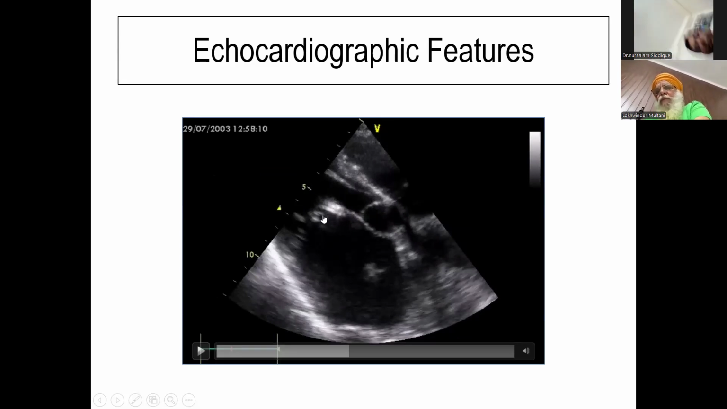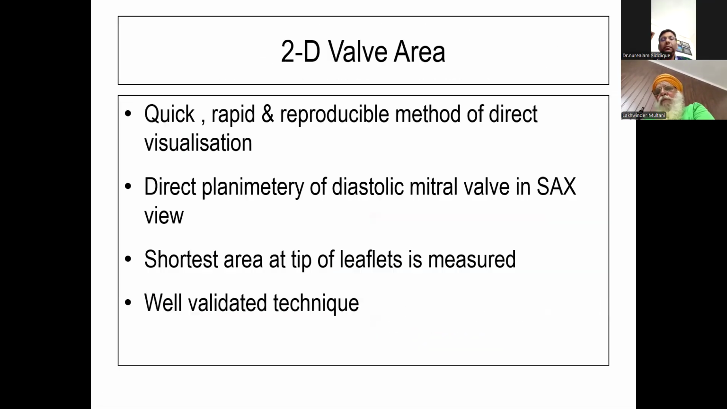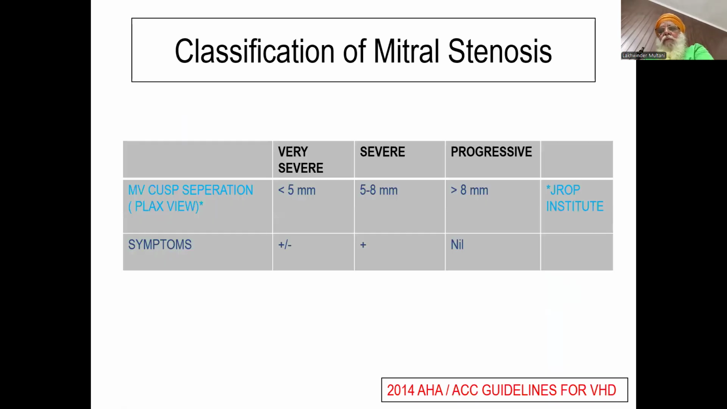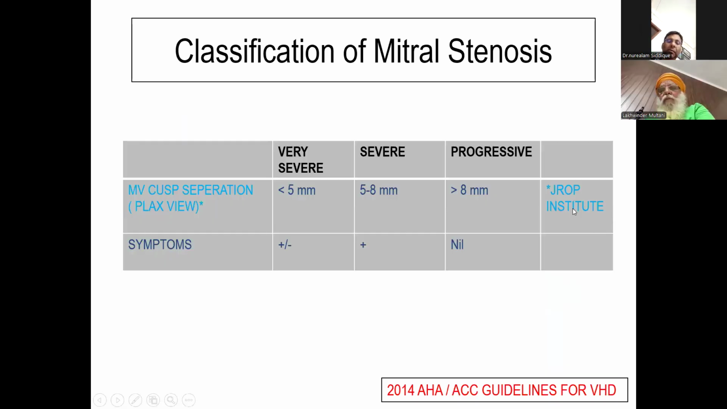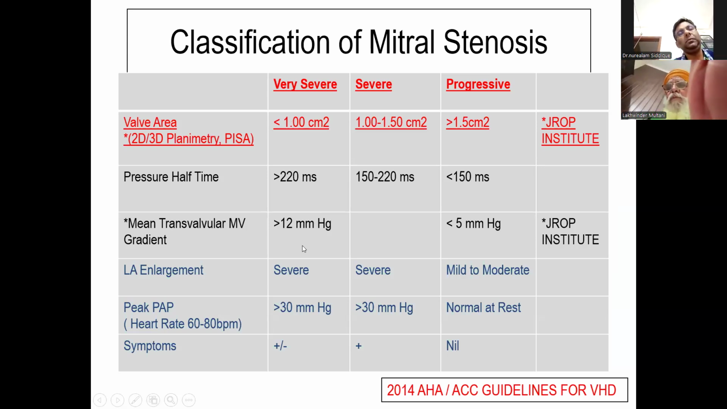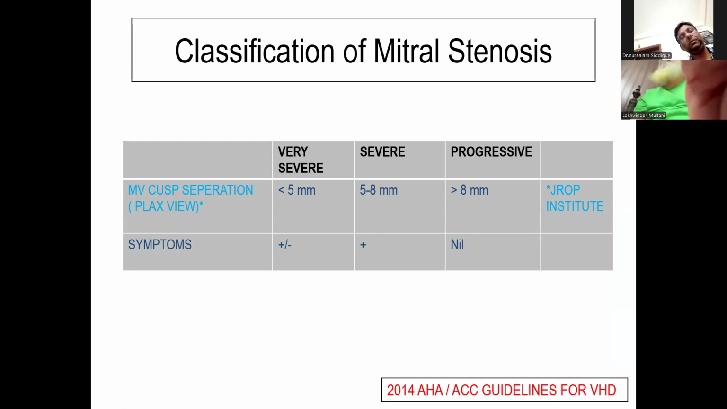Look, many people do not believe it. And if you look at my chart, I have clearly said that it is Giraffe Institutes. Whenever we report, we always report mitral cusp separation. We report mitral area by planimetry, pressure half time, mean gradient, LA enlargement. We look at peak pulmonary artery pressures and symptomatology, of course. Every patient's symptomatology would be mentioned in that subset of population.